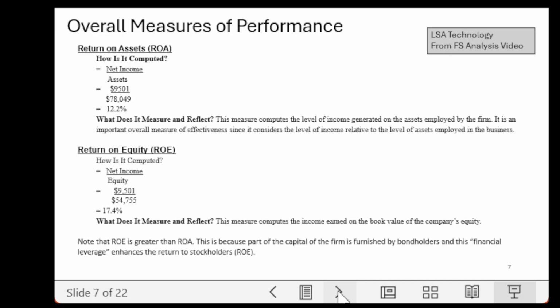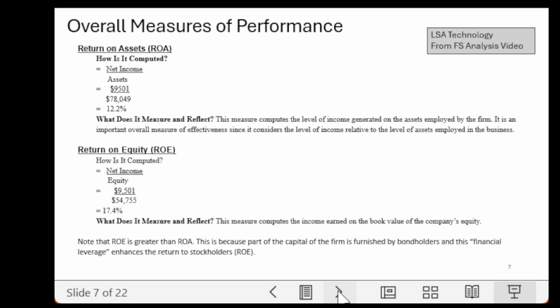All right, let's talk about a few overall measures of performance that do include a capital component. Return on assets, and we're going through the LSA technology examples. These are included in the financial statement analysis video. If you want to watch that for more detail, I encourage you to do that, and from chapter 2 of the financial management book.